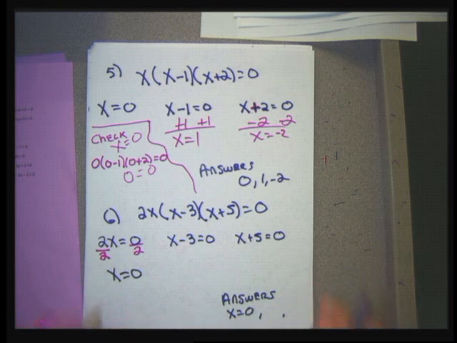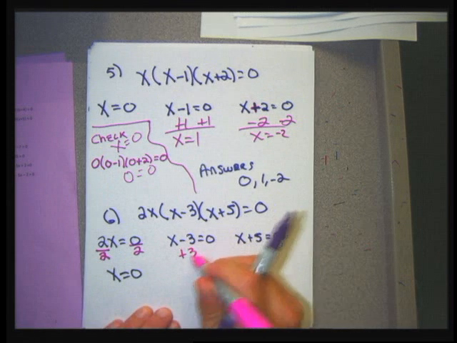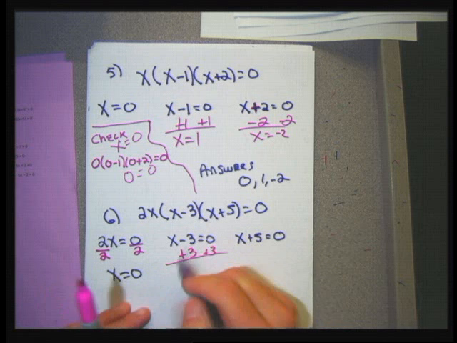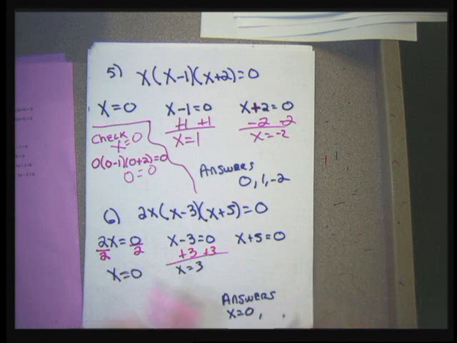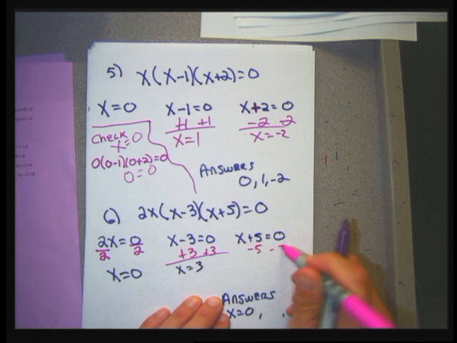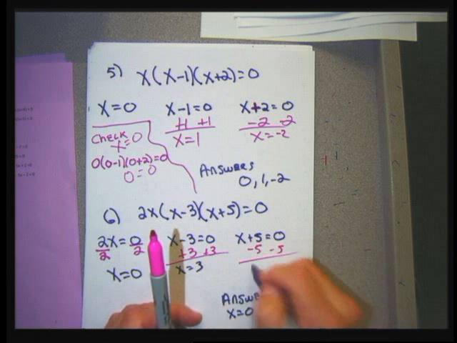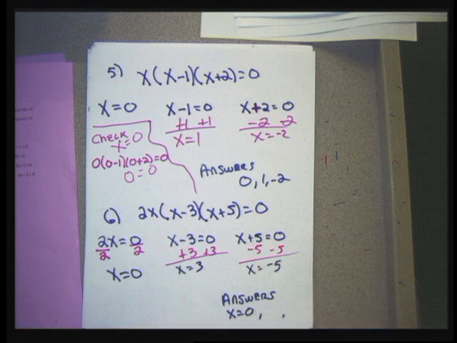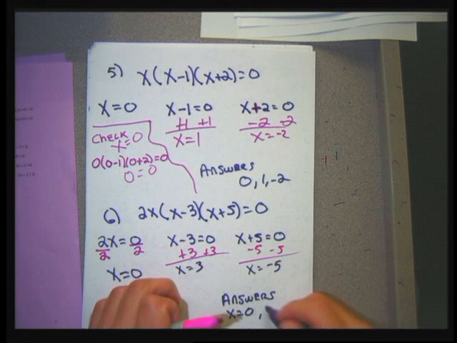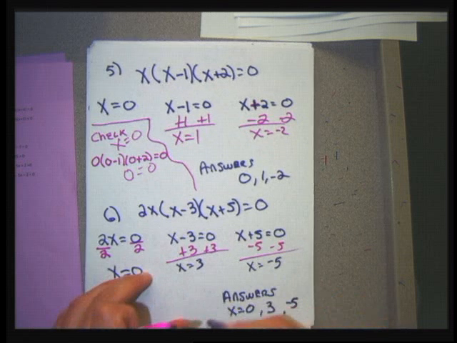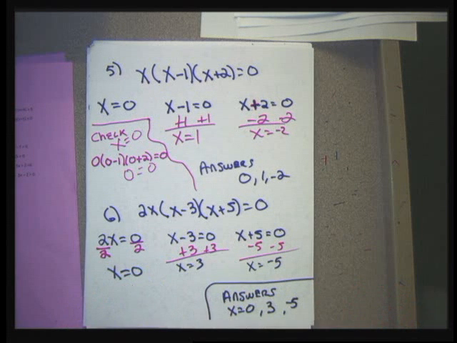And the other ones are easy. When I minus 3 from both sides, I'll add 3 and get x equal to 3. And minus 5 from both sides here, I'll get x equal to minus 5. So the first 6 problems all have parentheses, and they're set equal to 0. Basically, you get as many solutions as there are x's, and in each one of those problems, there's either 2 or 3 x's, so I get 2 or 3 solutions.